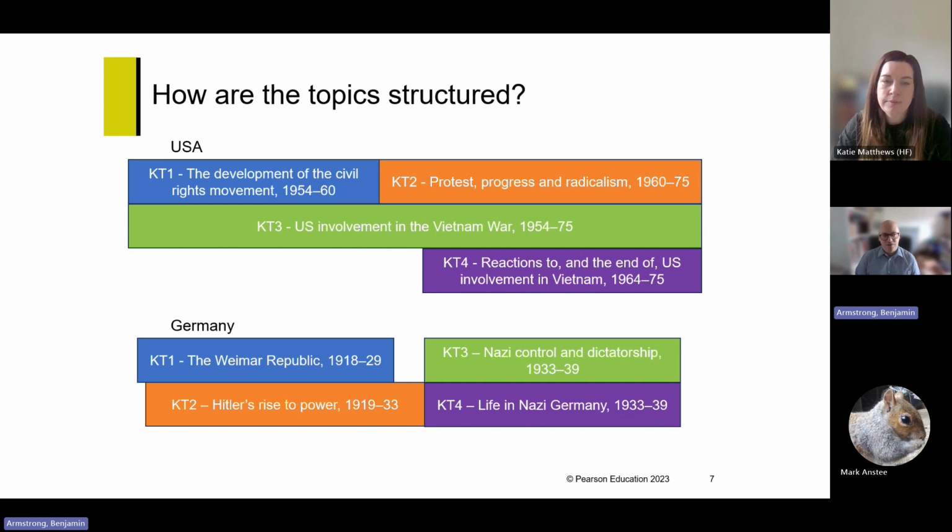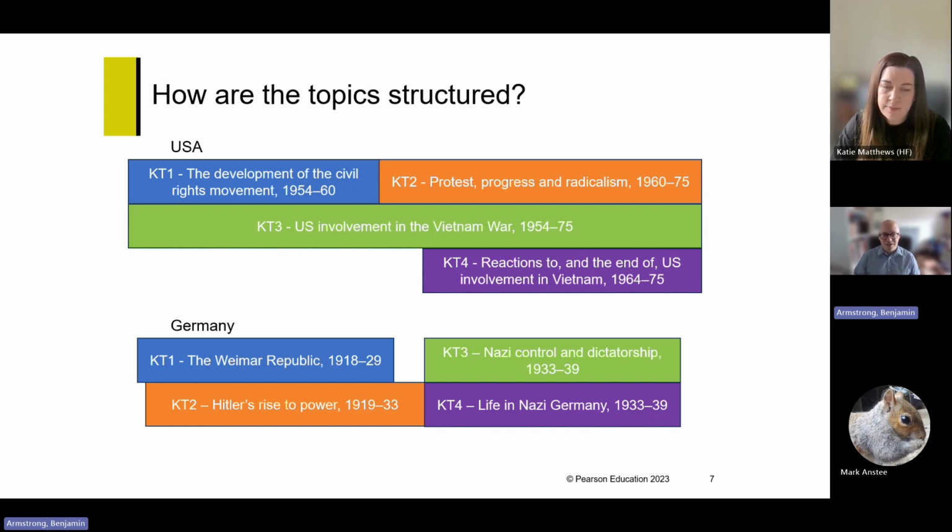We've shown that with USA and Germany. For example, if you're studying the USA option, and remember there's 4 different options, don't worry if you're not doing USA, key topic 1 happens first, and then key topic 2 happens after it. But then key topic 3 is events happening at the same time as the events in key topics 1 and 2. And key topic 4 also overlaps with key topics 2 and 3. What that means is that some of the events you're going to learn about in different key topics happen at the same time as each other. So you need to be quite clear on your time frame.